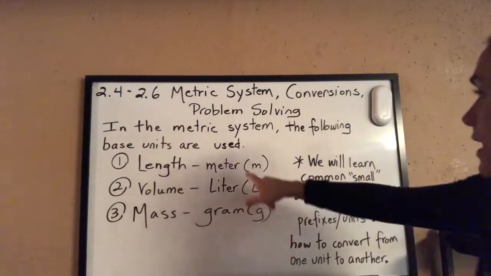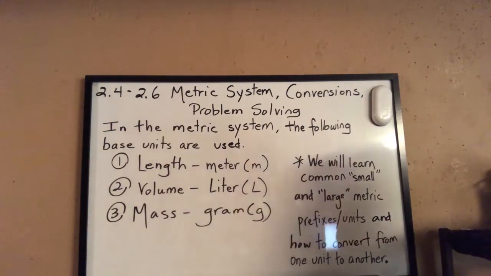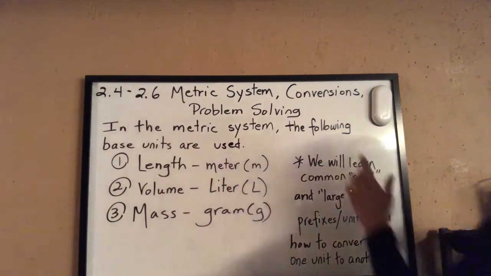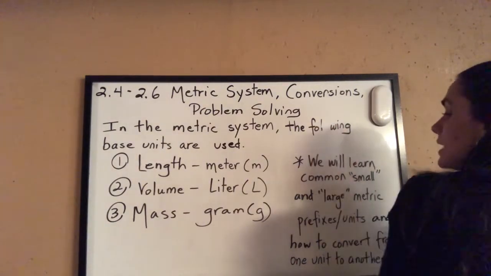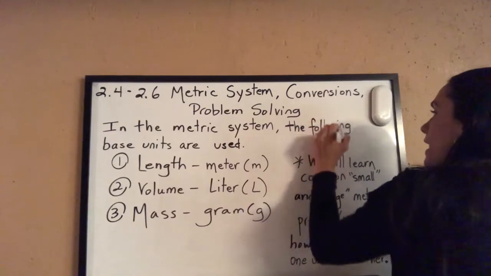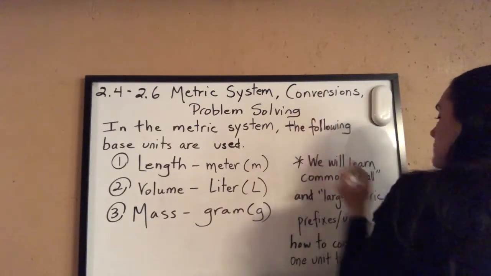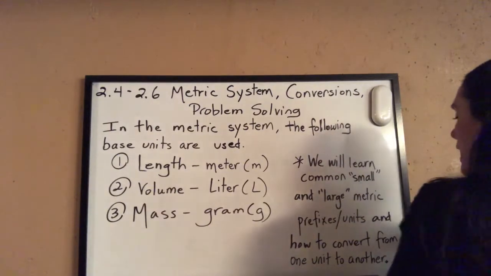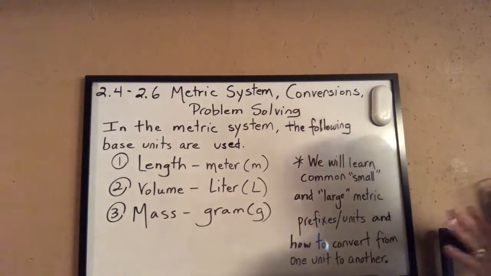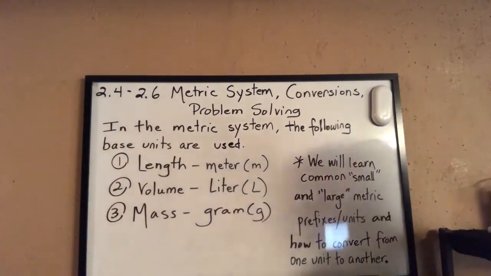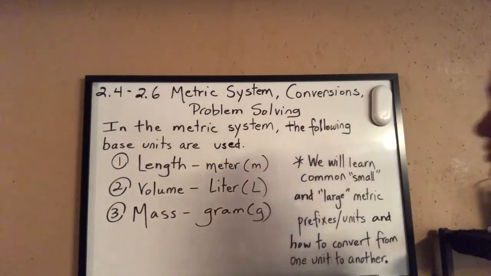So for length, we have the meter. For volume, we have the liter. And for mass, we have the gram. We are going to talk about common small and large metric prefixes and units, and we will learn how to convert from one unit to another.